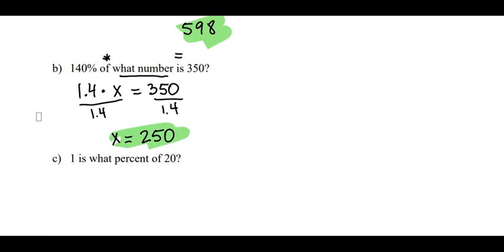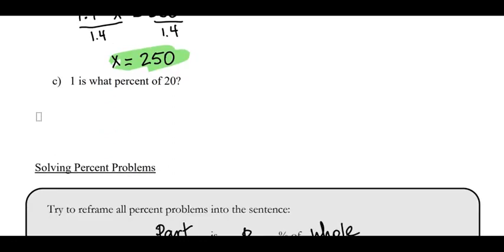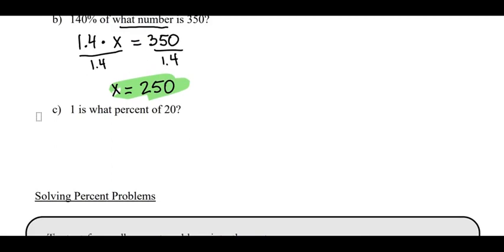All right, so last one. 1 is what percent of 20? So again, let's write that as an equation. 1 is what percent of 20? So x times 20. Then you will divide by 20. And then you have x equals, and we just need to divide 1 over 20, 0.05.